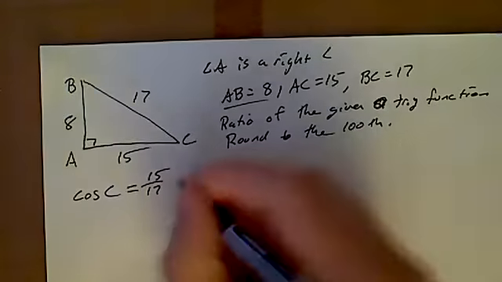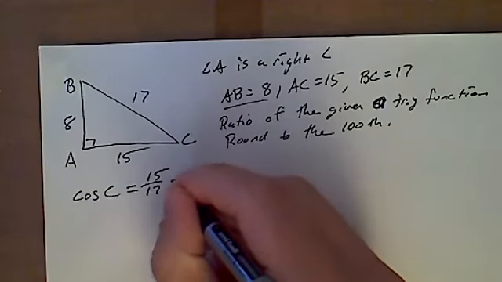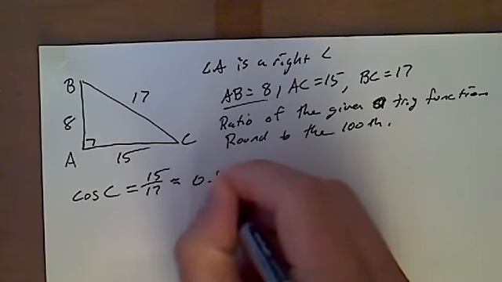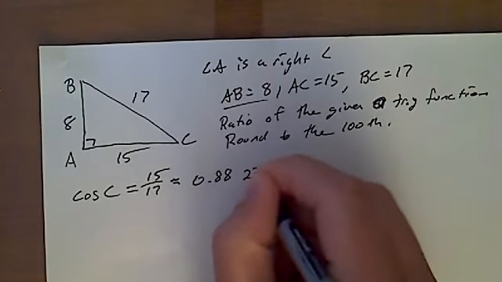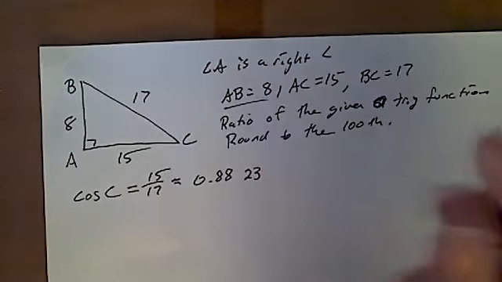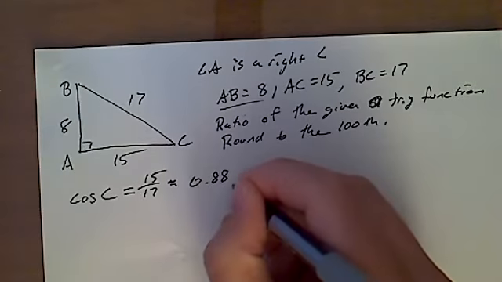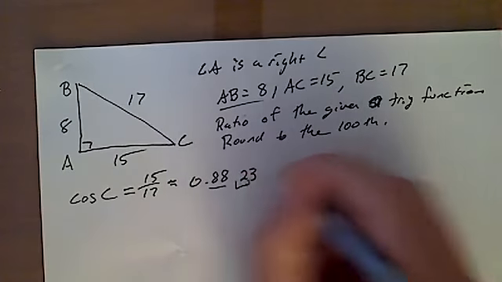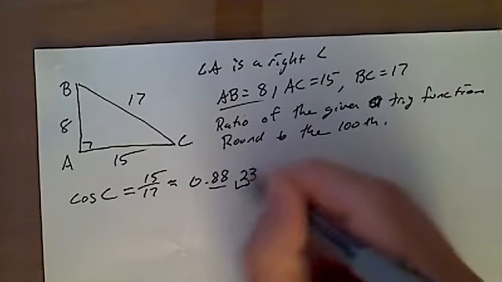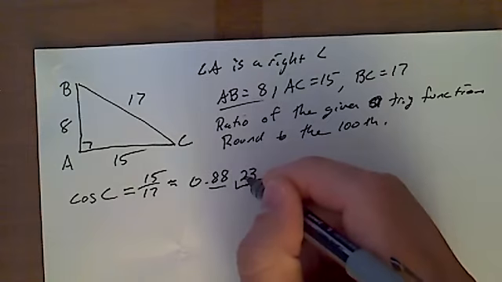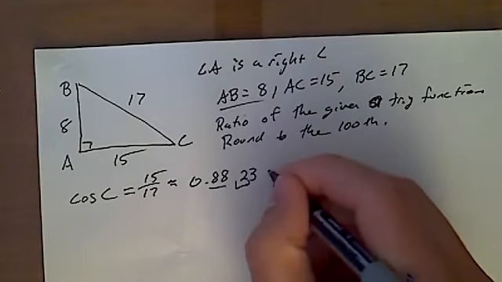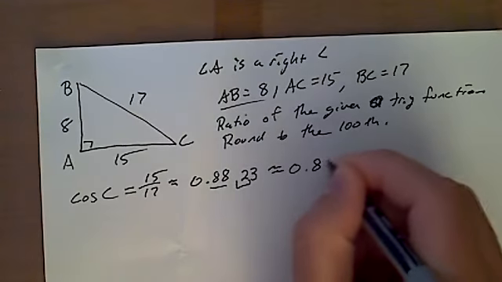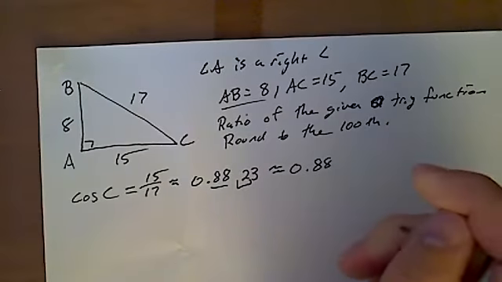And 15 over 17 is about 0.8823, and then it keeps going. Again, the only thing we care about are these two numbers, and then the third number. The third number is less than 5, and so we leave it. So we would just write 0.88 here.